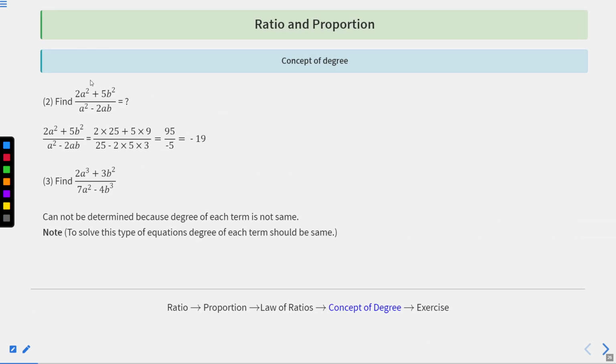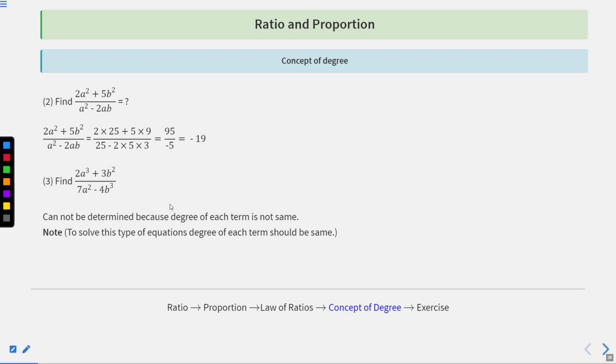And suppose you want to find (2a square plus 5b square) upon (a square minus 2ab). Then substituting the values, you will have (2 into 25 plus 5 into 9) upon (25 minus 2 into 5 into 3), that is minus 19. But what if I ask you to find (2a cube plus 3b square) upon (7a square minus 4b cube)? This cannot be determined.